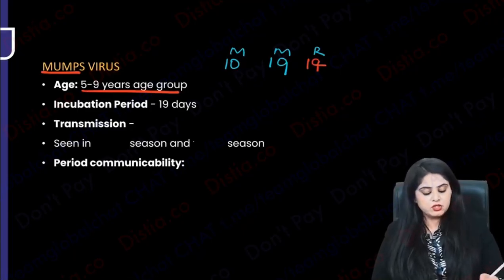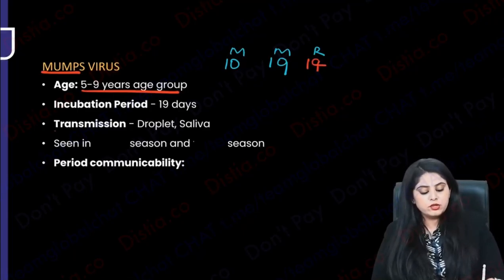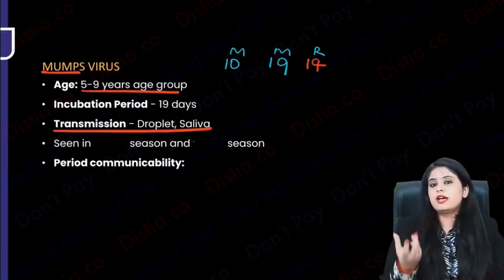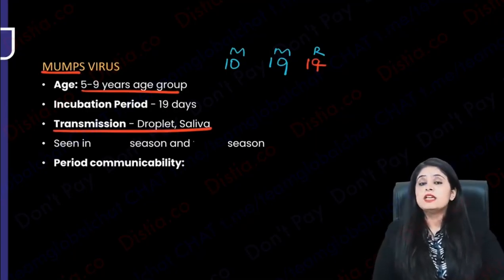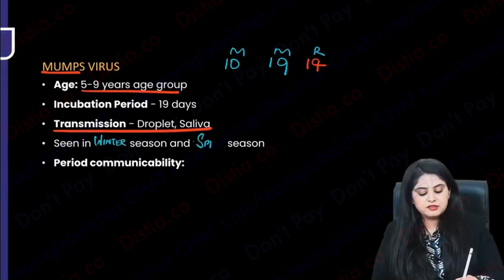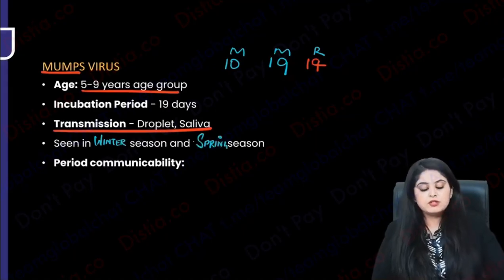Okay. What is the transmission? Once again, the transmission is going to be by droplet or saliva. So this cute little kid called Jerry is going to have infection with droplet or saliva. You will see that this is very commonly seen in the winter and the spring season. In the winter and the spring season, mumps is something which is quite often noted.